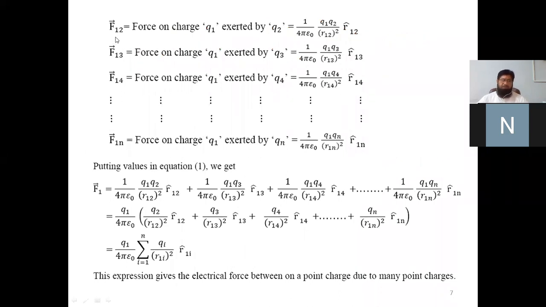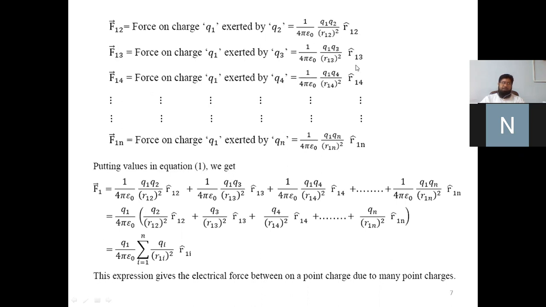So here F12, the force on charge Q1 exerted by the charge Q2, is equal to 1 upon 4 pi epsilon naught, Q1 Q2 upon R12 square, into this unit vector. This unit vector indicates the direction of the force, because force is a vector quantity which has a certain magnitude and direction. Similarly, F13 is the force on the charge 1 due to charge 3, and so on.